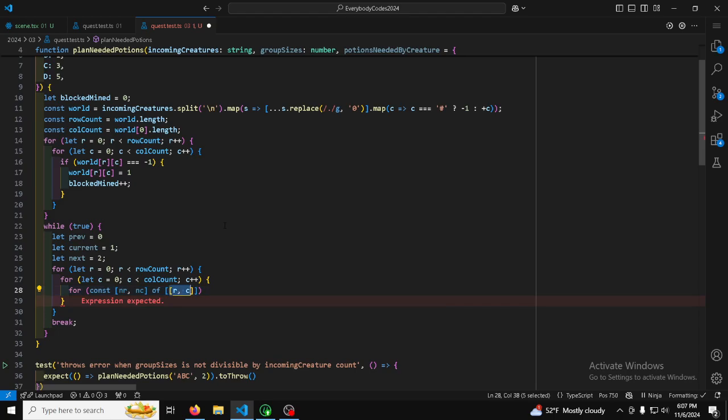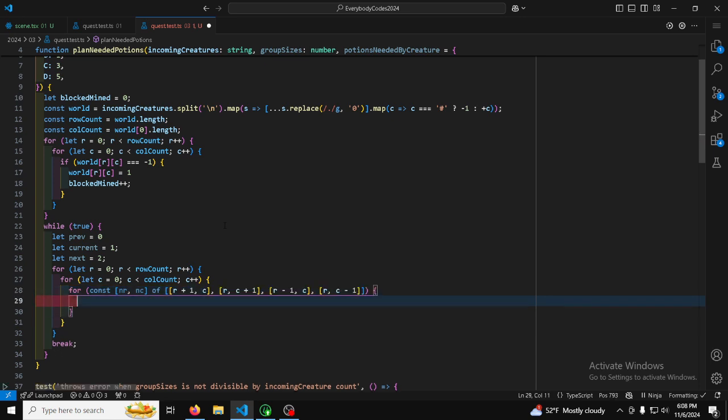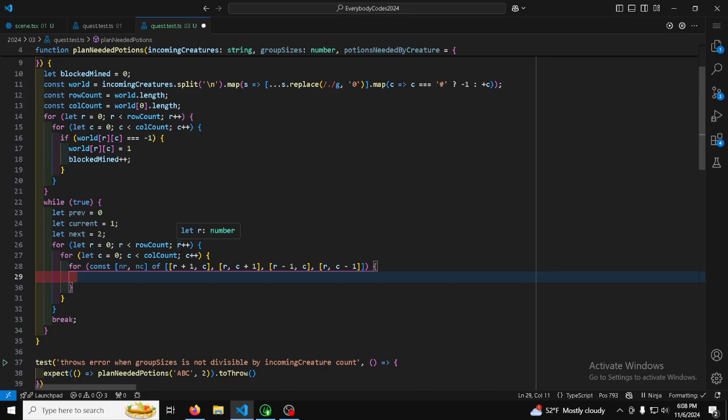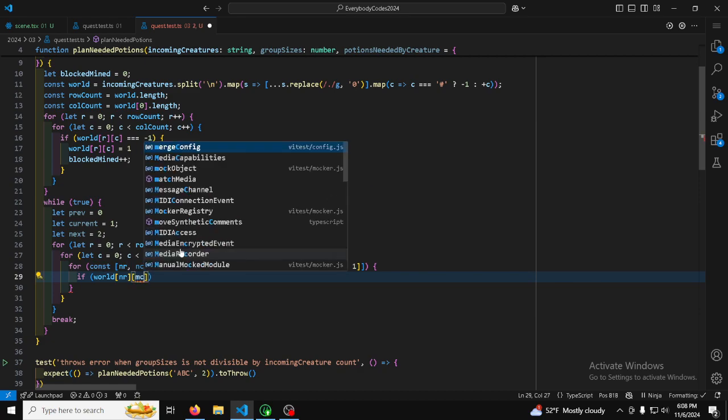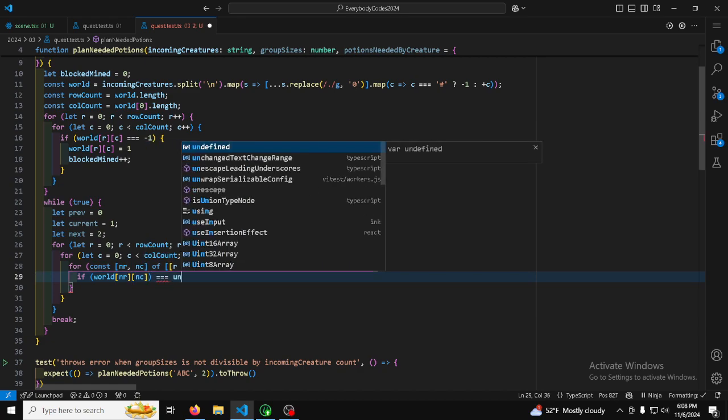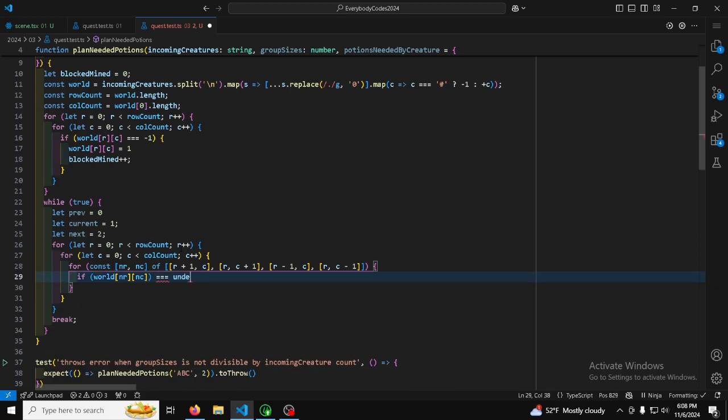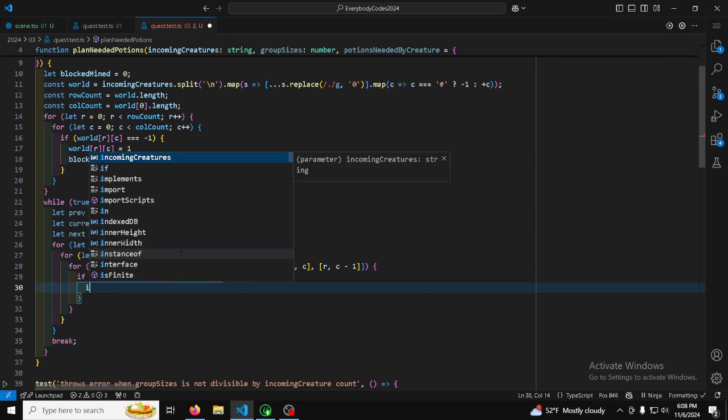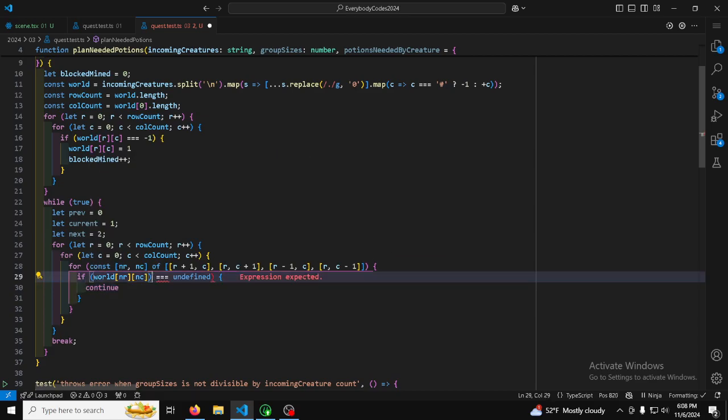Yep, let's make 4 of these. Gonna go all my neighbors. I could have just done these as offsets, but I'm here now. I always do things slightly different. If something in the world is not undefined, if world and R and C equals undefined, you don't... what the heck was that. Oh, I've lost my symbols, equals, nope, goes there, continue. What have I done wrong? It was there, great.